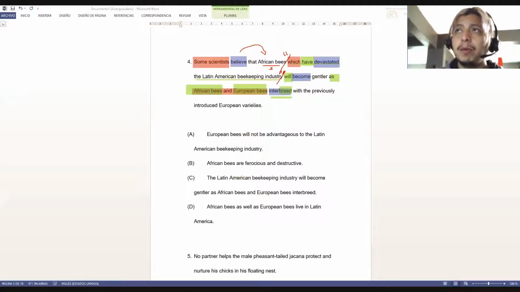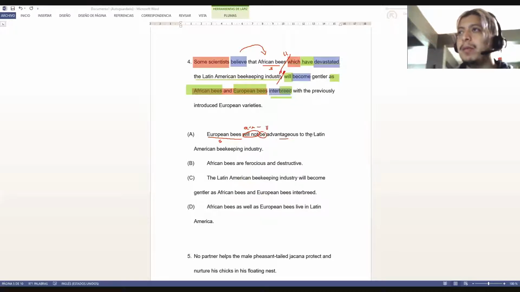So we have previously introduced European varieties. Okay, so let's check. This sentence is a mouthful. It has a lot of different things. European bees will not be advantageous to the Latin America beekeeping industry. So European bees will be the subject, the auxiliary is will, or rather, the auxiliary takes the negative, so will not, and the verb is always in the base form.